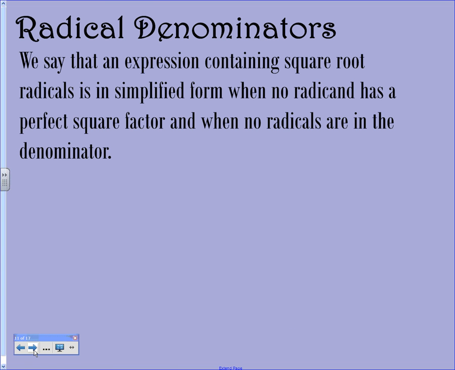So we say that an expression containing a square root radical is in simplified form when there is no radicand with a perfect square and no radicals in the denominator. Science uses bigger words. So it's in simplified form when there are no perfect square factors under your radical and you have no radicals in your denominator. No perfect squares, your radical is simplified, smallest number possible, and you have rationalized it such that there's no radical in the denominator.